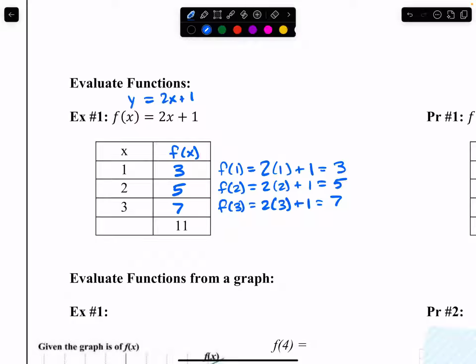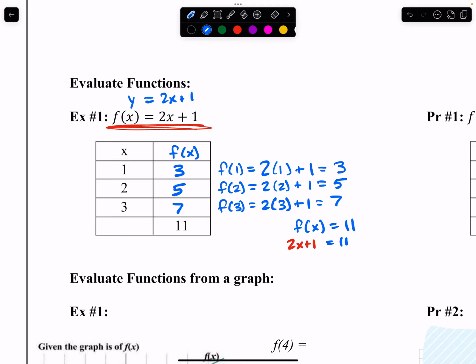The last one's a little bit different because we're not trying to find an output. We are given an output and asked to find an input. So we're going to say that f of x, some input we don't know yet, equals 11. But we know what f of x is. It's 2x plus 1. So we can say 2x plus 1 equals 11.